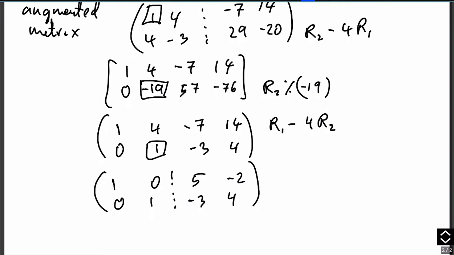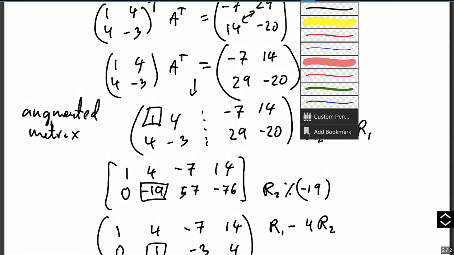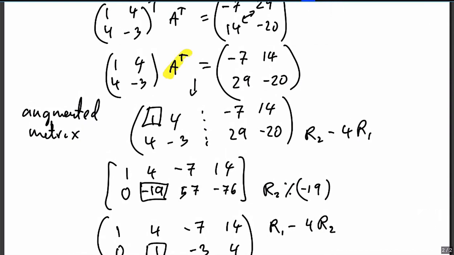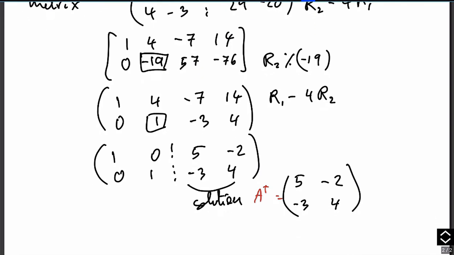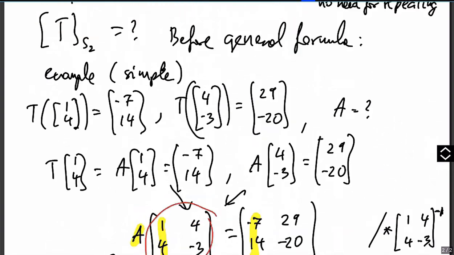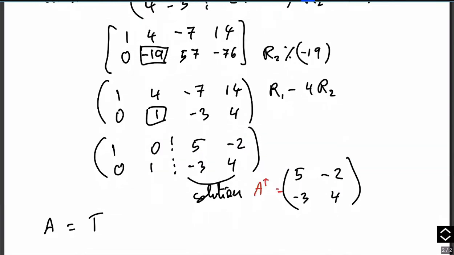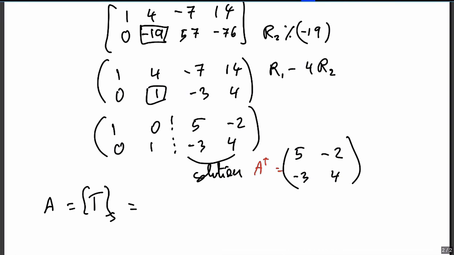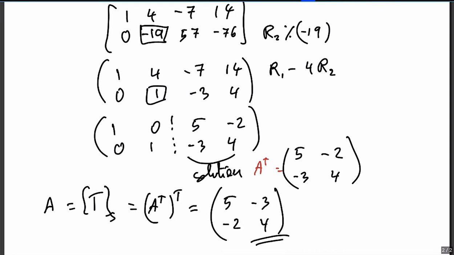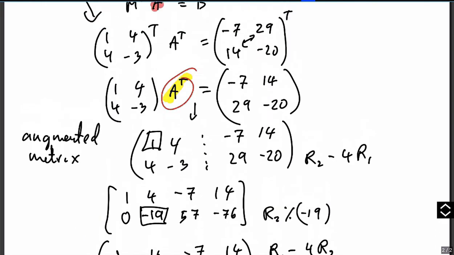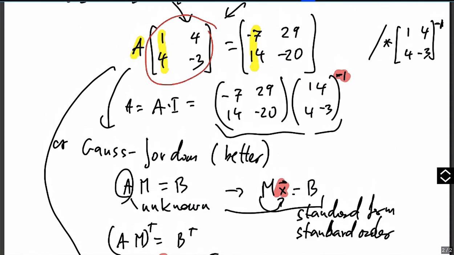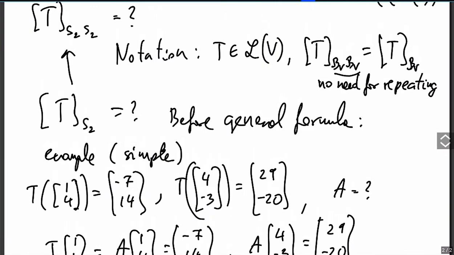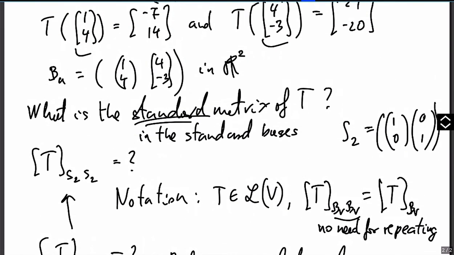So once we have the identity matrix, we have the solution, but the solution is for A transpose. And what we are looking for is, of course, the A matrix, which is the matrix of the linear transformation in the standard basis. And that's the transpose of A transpose, which is 5, minus 3, minus 2, and 4. All right, so this was actually done without doing the coordinate change. What we did was just writing down what it means to have this transformation.